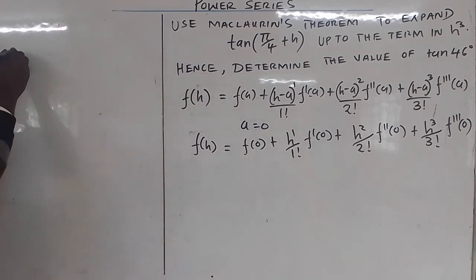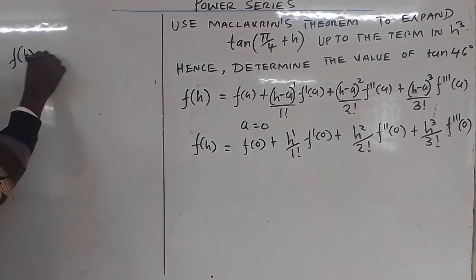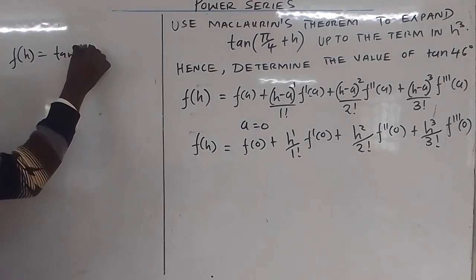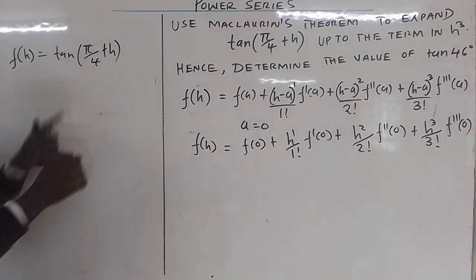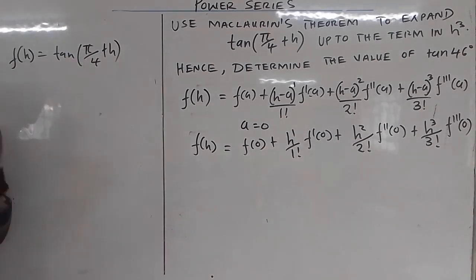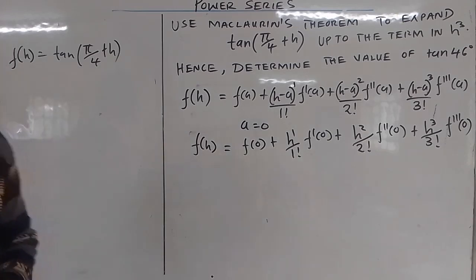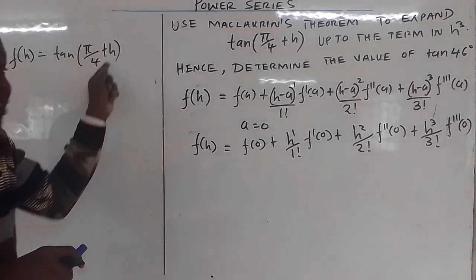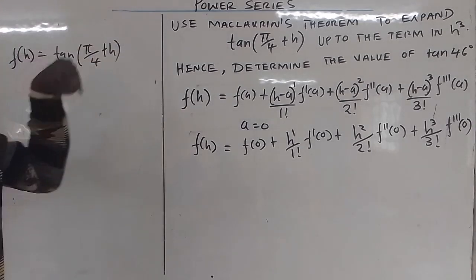So we have f of h equals tan of pi over 4 plus h. The whole of it is f of h, not h plus anything. Are you getting? Don't confuse this with the Taylor series where you have x plus h. Here, the whole of this is f of h.